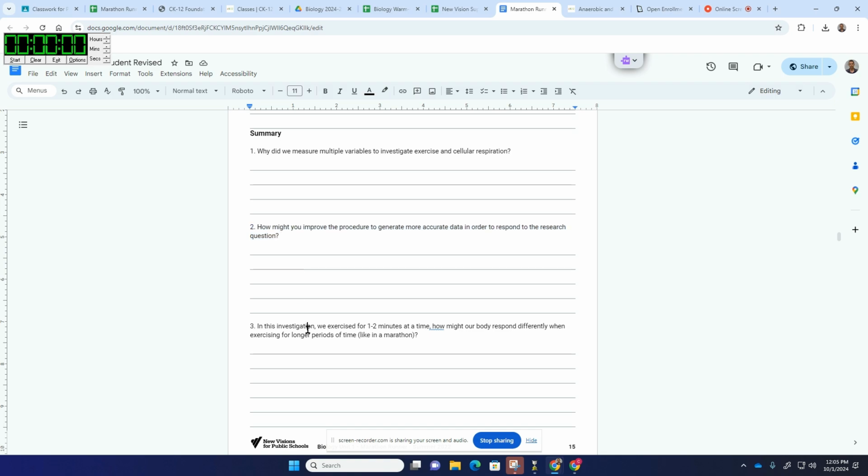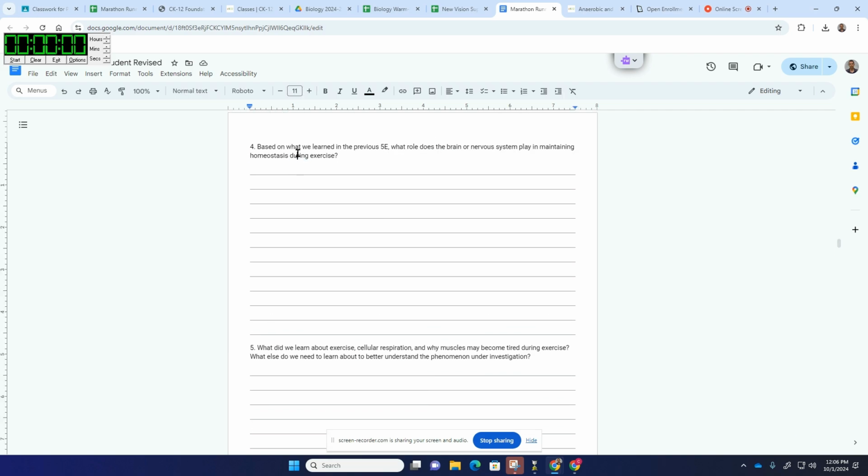Number 3, we only did 1 or 2 minutes of exercise. It says, how might our body respond differently when exercising for longer periods of time? It's going to increase to a point, probably, right? But at some point, it kind of levels off, and that's why you can run for an extended period of time. But you can't sprint, right? You got to kind of find a nice balance between energy use and sort of overall tiredness. So you can't go too fast for a long period. You have to balance it out so that your body can exercise for an extended period of time.